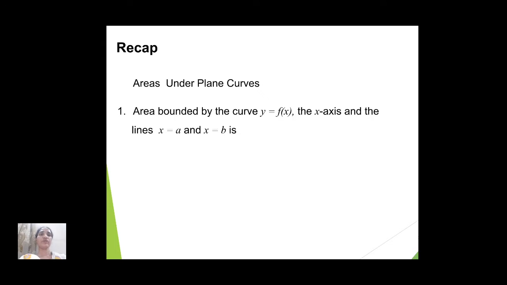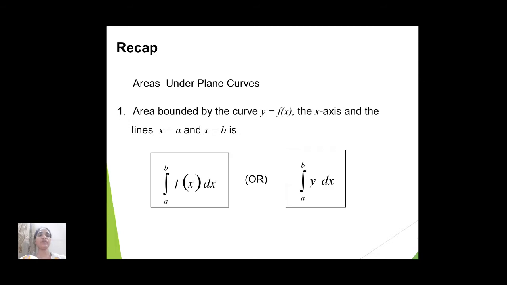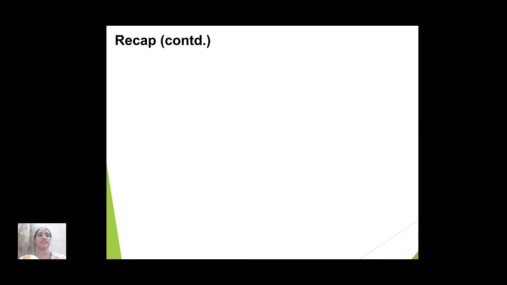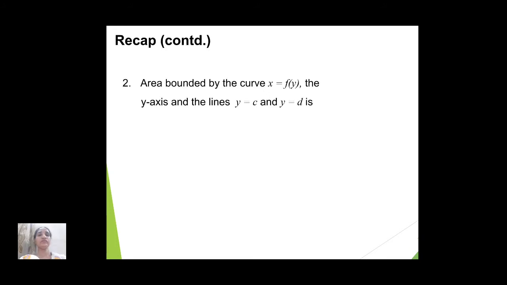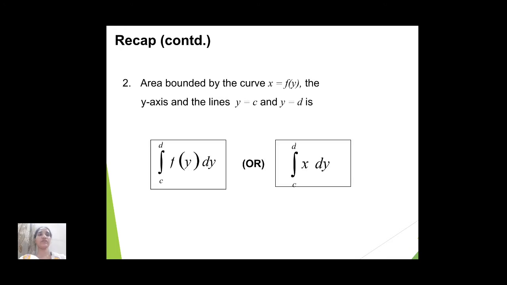Suppose the area bounded by the curve y equal to f of x, the x-axis, and the lines x equal to a and x equal to b is integral a to b f of x dx, or integral a to b y dx. Suppose the area bounded by the curve x equal to f of y, the y-axis and the lines y equal to c and y equal to d is integral c to d f of y dy, or integral c to d x dy.